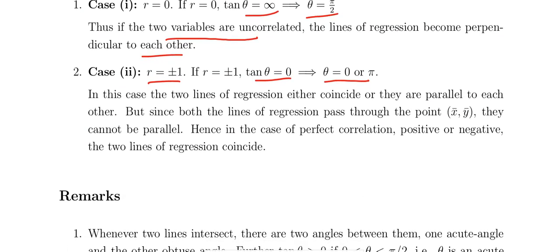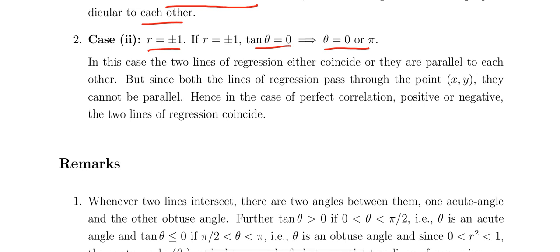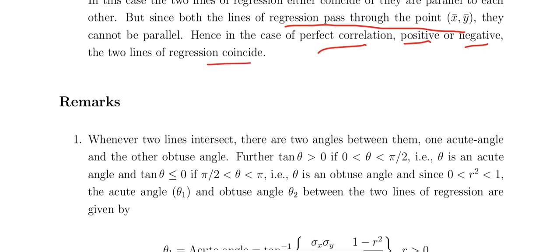Since both lines of regression pass through the point (x bar, y bar), that is also a very important point, they cannot be parallel. So in the case of perfect correlation, positive or negative, the two lines of regression coincide.